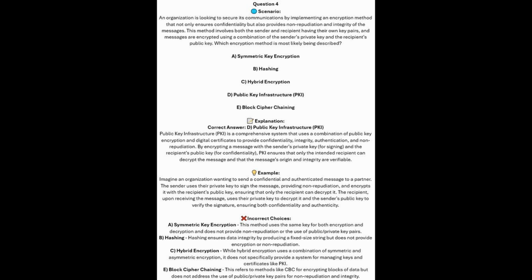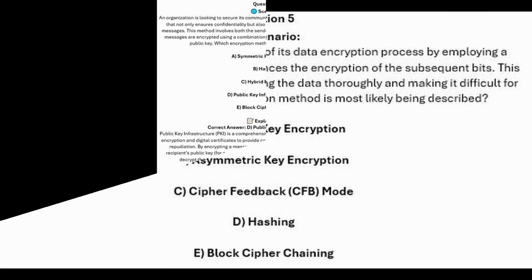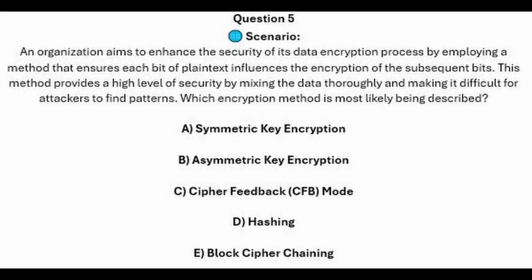And E. Block cipher chaining. This refers to methods like CBC for encrypting blocks of data, but does not address the use of public/private key pairs for non-repudiation and integrity. And for the next question for the exam, question number 5.